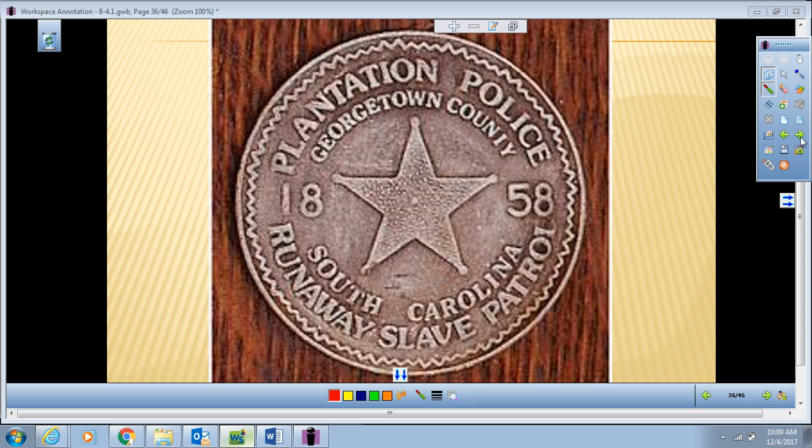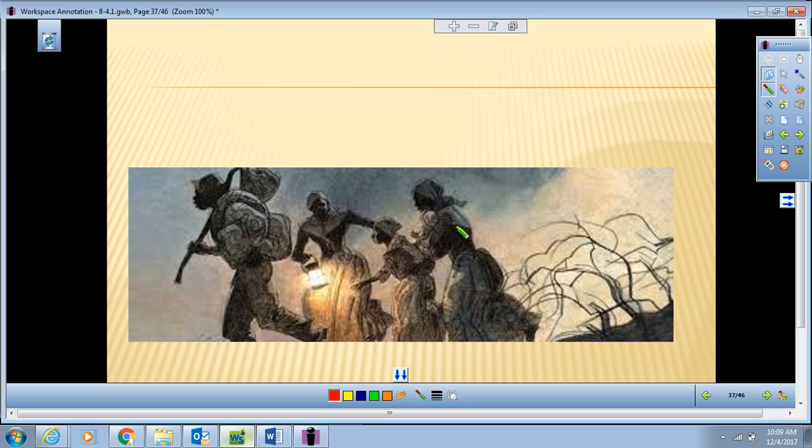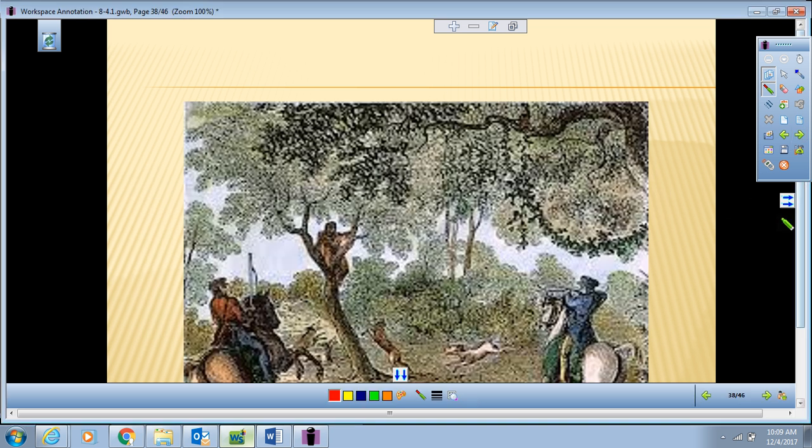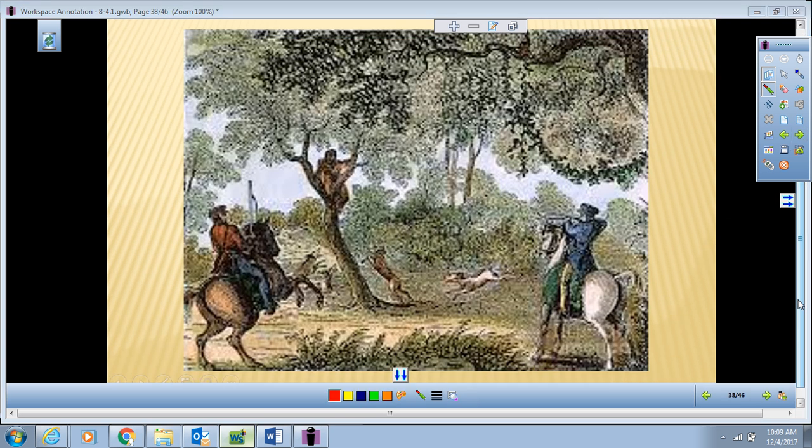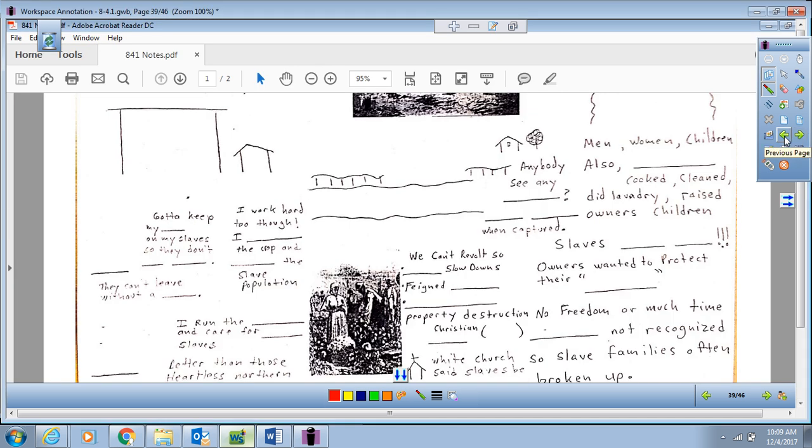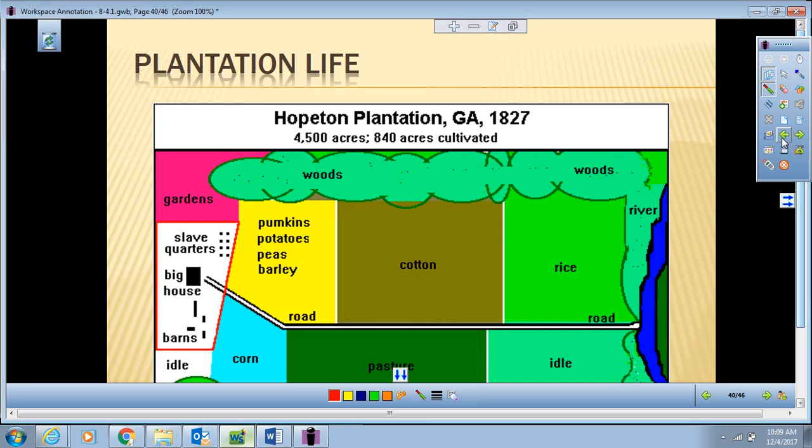Now, like I said about the dogs, I just found this picture, I liked it. It was a slave family escaping. Those dogs, you can chase them down. They had that guy cornered in a tree. I thought I had another one. Oh well, perhaps not.